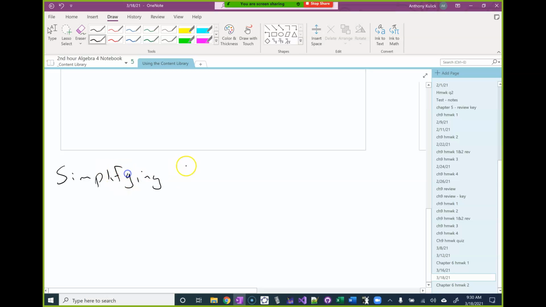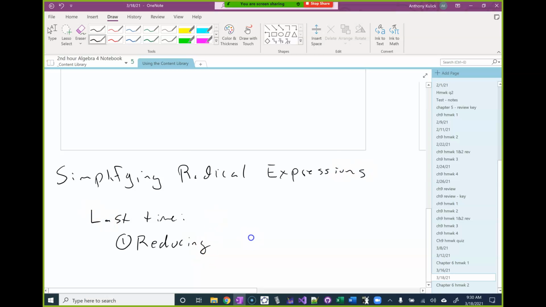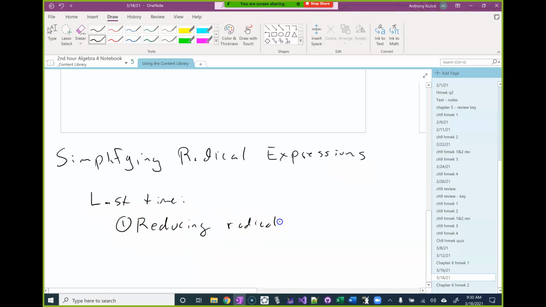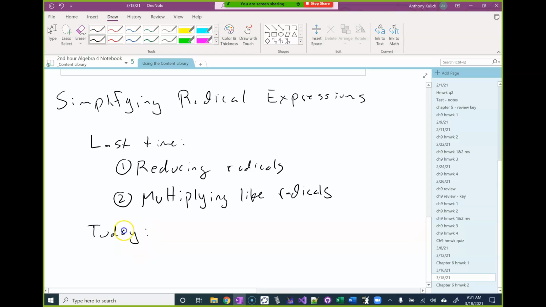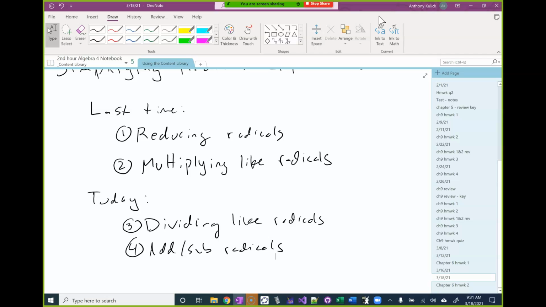So we're going to continue talking expressions. Last time we talked about reducing radicals and multiplying. Today, okay with that plan? So we have two topics to talk about today. Dividing is a natural extension of multiplying, so it's not so bad. And then adding and subtracting is different, but I think in a way even easier.